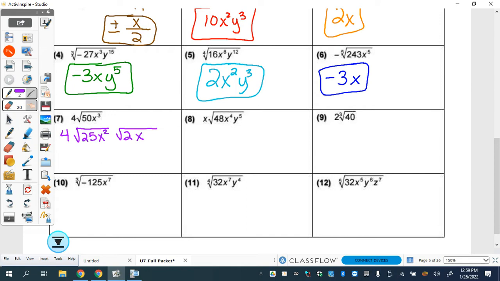So now what's the square root of 25? 5, and then times the 4 that's already out in front gives me 20. And then the square root of x squared is just x. And then 2x, because it is not a perfect square, is going to stay underneath the radical sign. So 20x radical 2x.